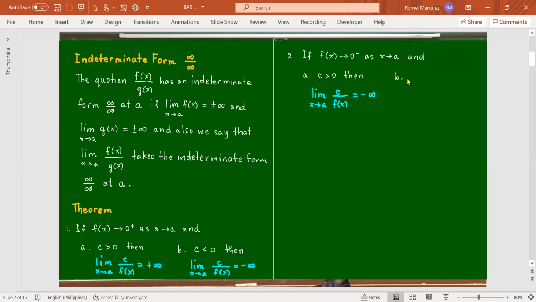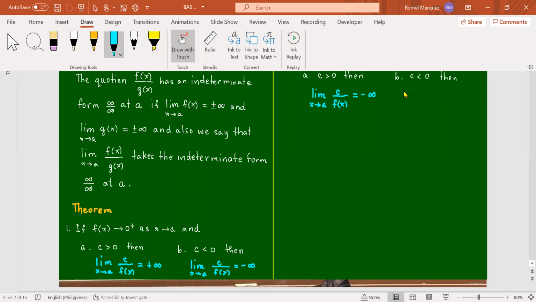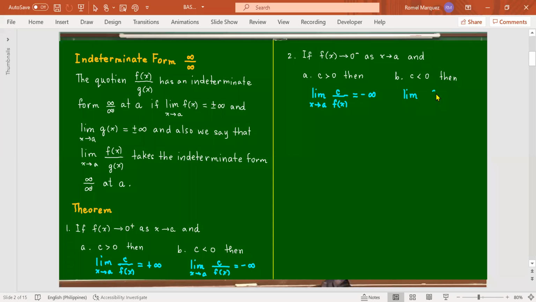For letter B, if f of x approaches 0 through negative values as x approaches A, and of course, C is negative this time, then this limit of C over f of x as x approaches A is equal to positive infinity. So negative, negative, so positive infinity. This is going to be 0 through negative values. Okay, guys?